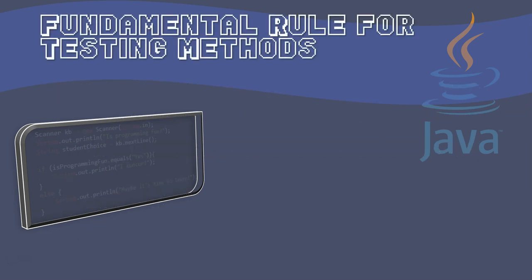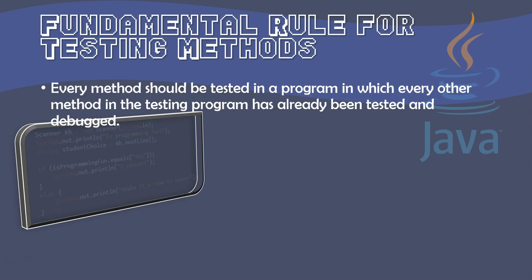Now that's going to lead us to our last thing here, which is the fundamental rule for testing methods. Every method that you create should be tested in a program in which every other method has either already been tested and debugged.